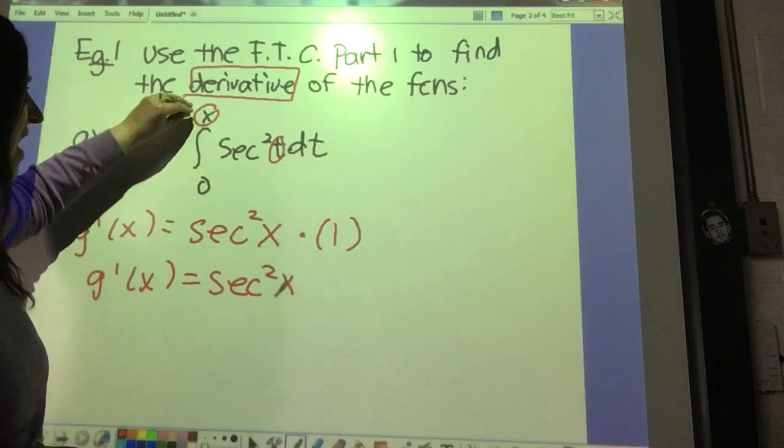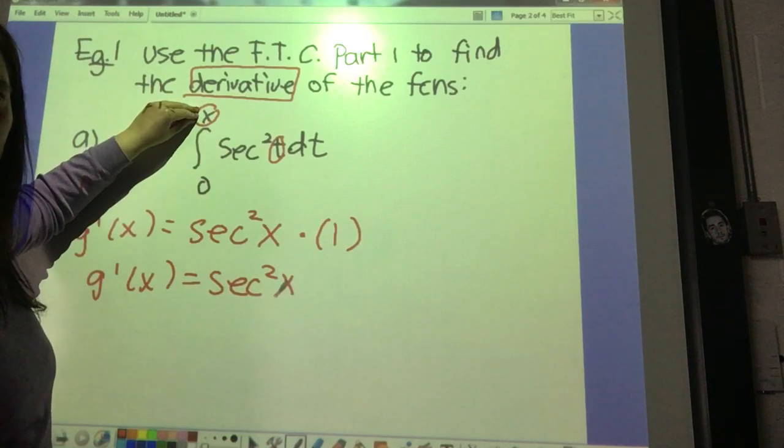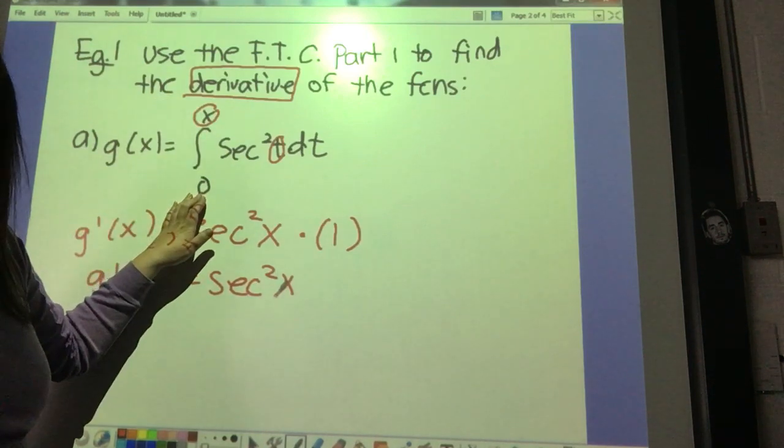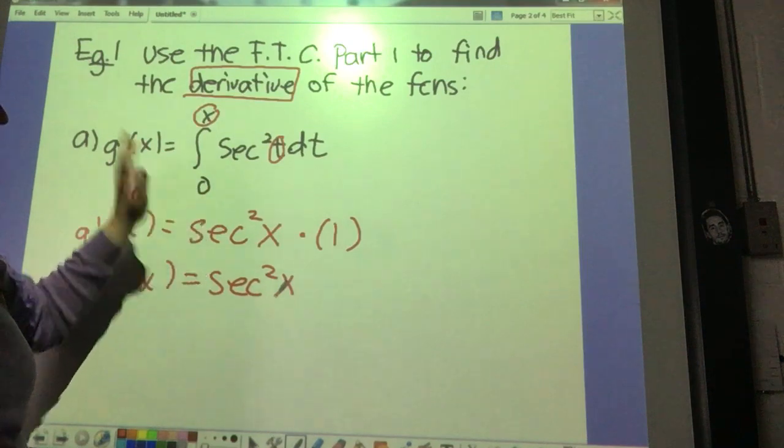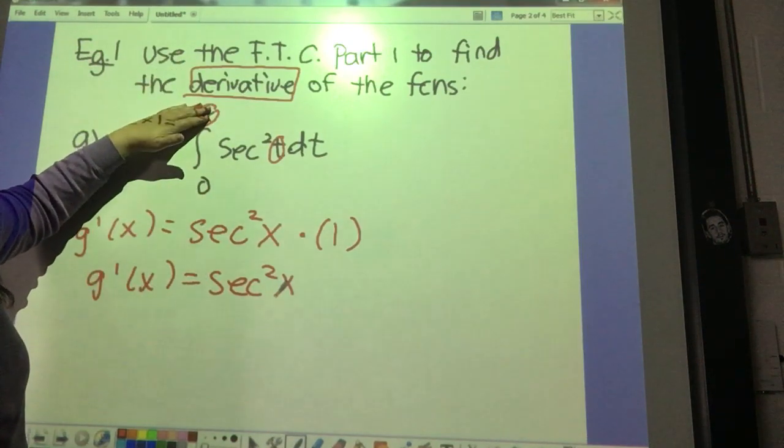You need to have one constant and one variable. Your variable has to be the upper limit and your constant has to be the one on the bottom. So this is a really easy one. We already had the variable on top. We didn't have to do anything.